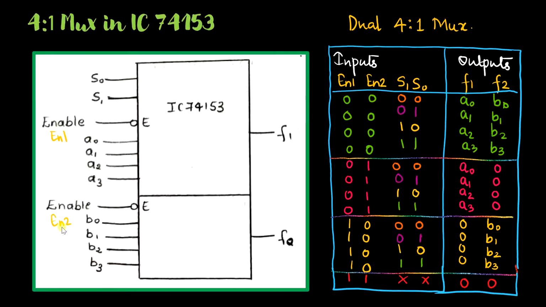So looking at the truth table, you can observe that we are considering output to be available only when the enable pin is at active low. So for the inputs, both the enable inputs are 0, 0, 0, and you have different combinations of the select switches. You can see that at the outputs F1 and F2, for F1 you have A0, A1, A2 and A3 available, and for F2 you have B0, B1, B2 and B3 available.